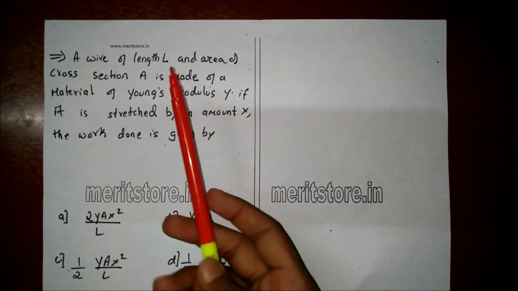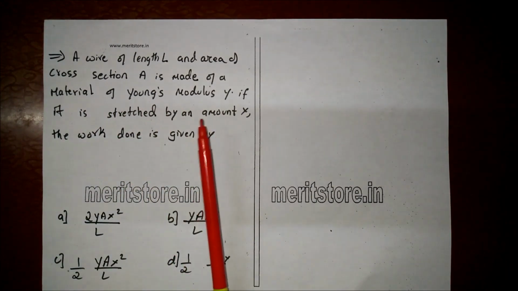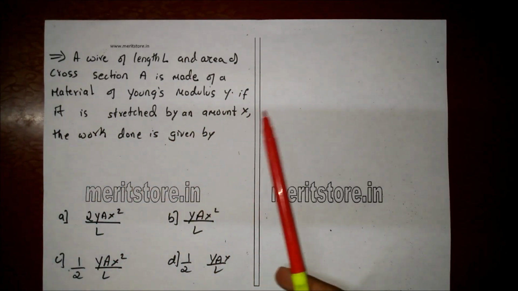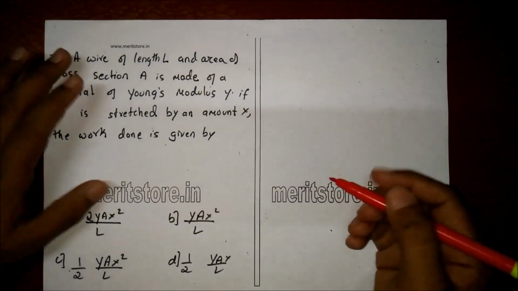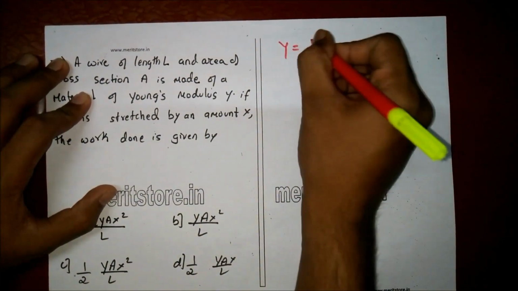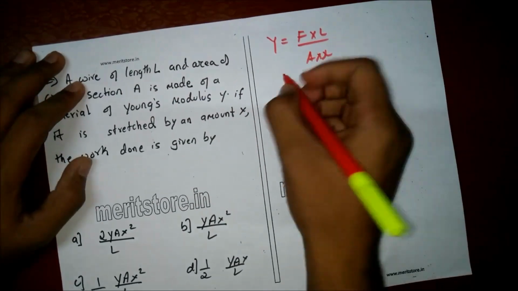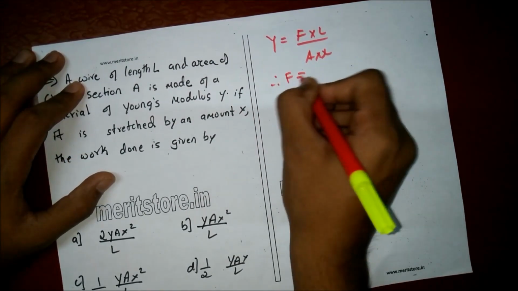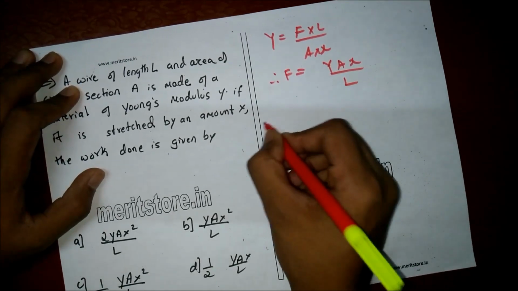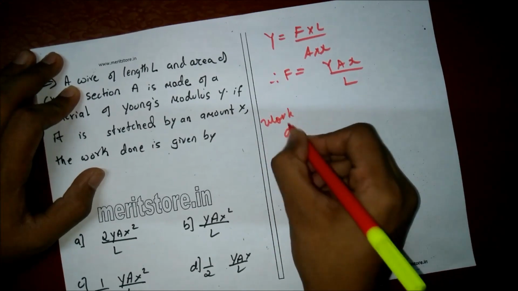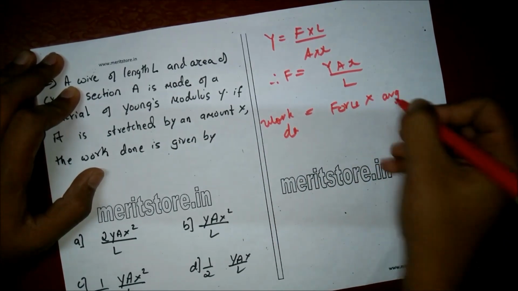A wire of length L and area of cross section A is made of a material of Young's modulus Y. If it is stretched by an amount X, the work done is given by? Now the Young's modulus Y is equal to F × L upon A × X. Therefore F is equal to Y A X upon L. Now the work done will be equal to the force into the average extension.